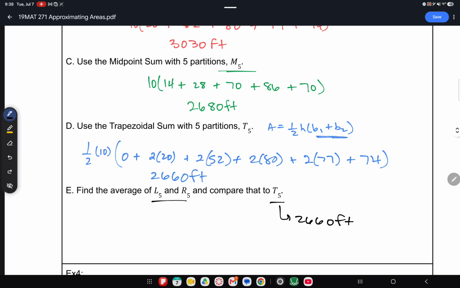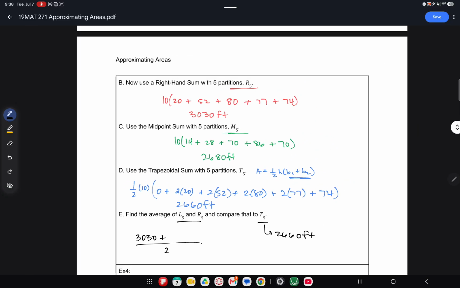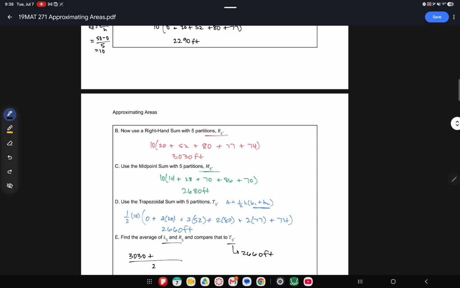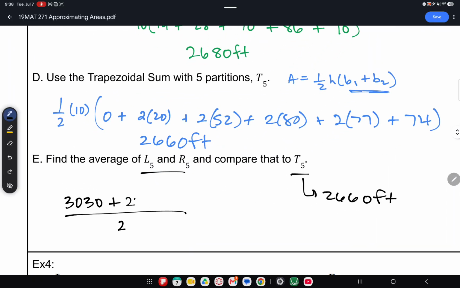The left and the right, well, the right was 30, 30. Average is we're going to add them up and divide by how many we have. So we have left and right, so we have 2. And then the other one was 2290. So if I do that average, 30 plus 2290, and divide that by 2, I get 2660. Very interesting. The average of the left and right is the same as the trapezoid. So it's crazy, right?